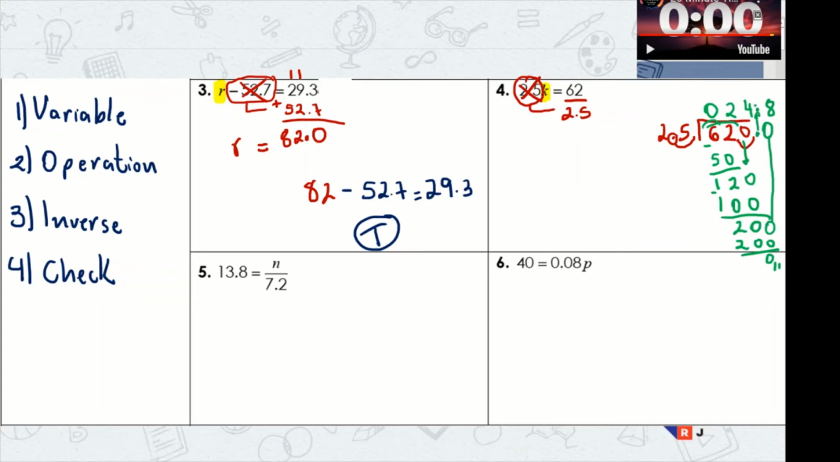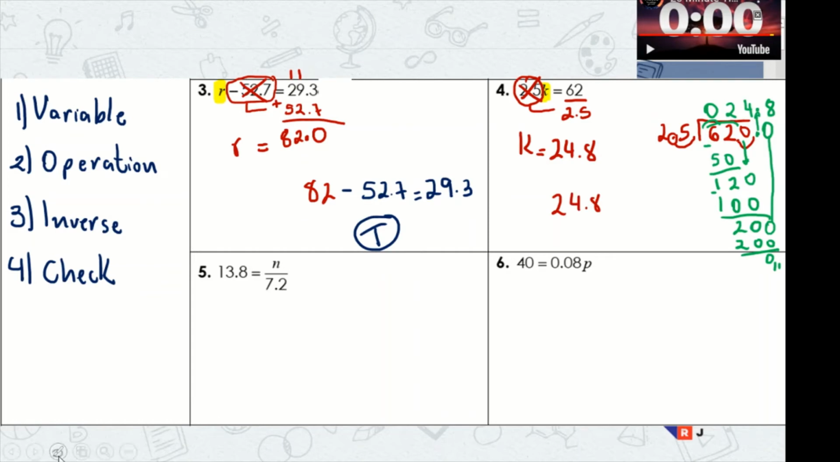Great, guys. I got my number. My number is 24 and 8 tenths. And here, let me write this one. K equals 24 and 8 tenths. Let's check right now. I know my number is 24.8.